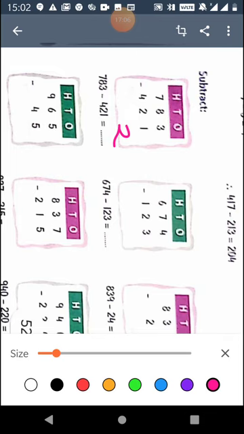Okay, so 3, 4, 5, 6, 7, 8. So what do we get? We get 6. So 8 minus 2 is equal to 6, and 7 minus 4: 5, 6, 7. We get 3. And the numbers in between which we get is the answer. So 783 minus 421 is equal to 362.